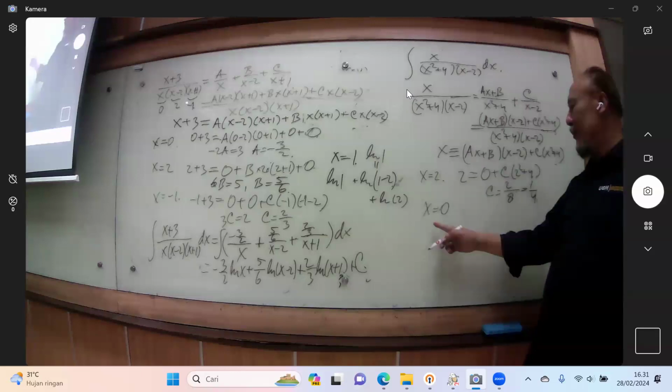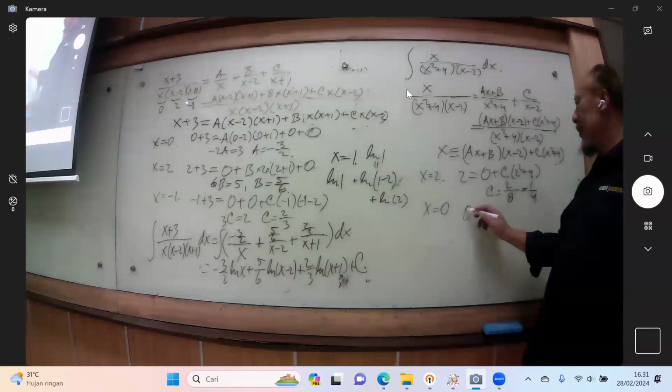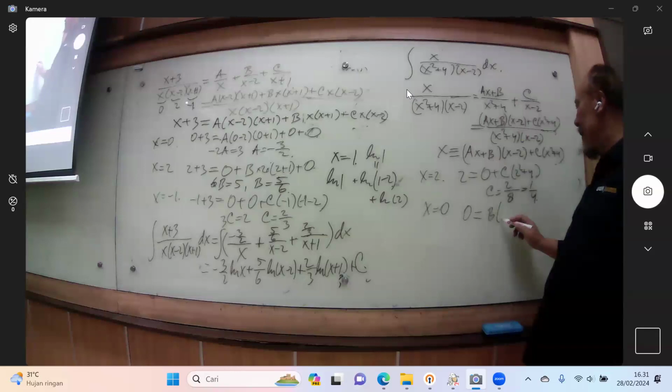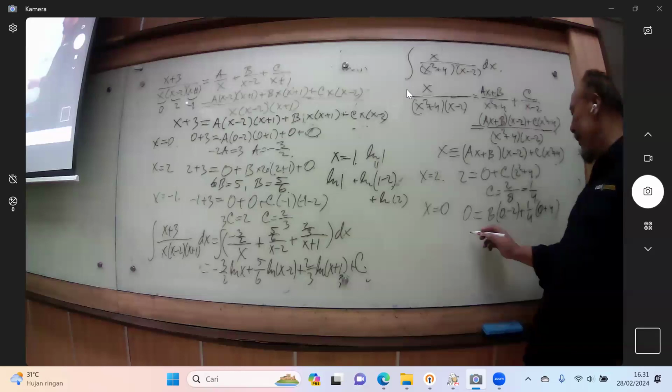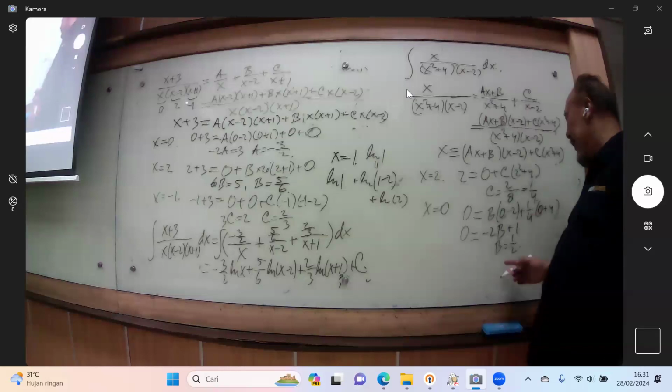So that's why if x is 0, then 0 equals a times 0, then it becomes b times 0 minus 2, plus c times 1 divided by 4, 0 plus 4. So what we have now is 0 equals minus 2b plus 1. So b equals 1 divided by 2.